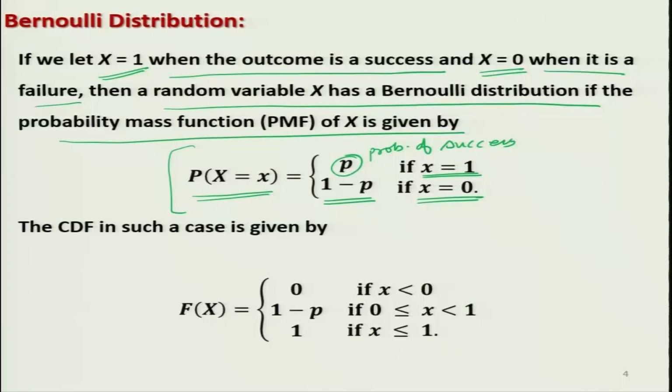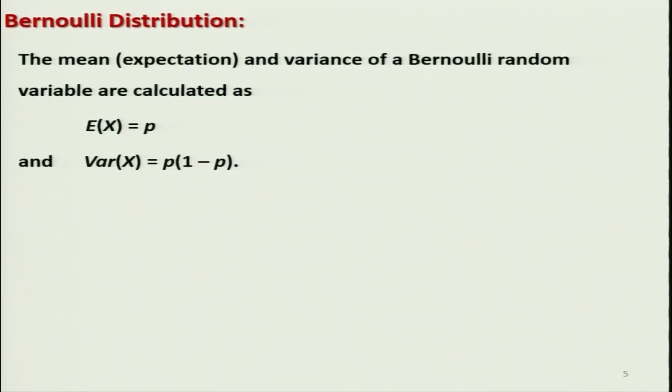Although I am not giving you the proof here, the cumulative distribution function in such a case is given by this function, capital F of x, which is equal to 0 if x is less than 0, it takes value 1 minus p if x is lying between 0 and 1, and it takes value 1 if x is greater than or equal to 1. And if you try to find the mean and variance of a Bernoulli random variable, then the expected value of x will come out to be p and the variance of x will come out to be p into 1 minus p. There is no issue.